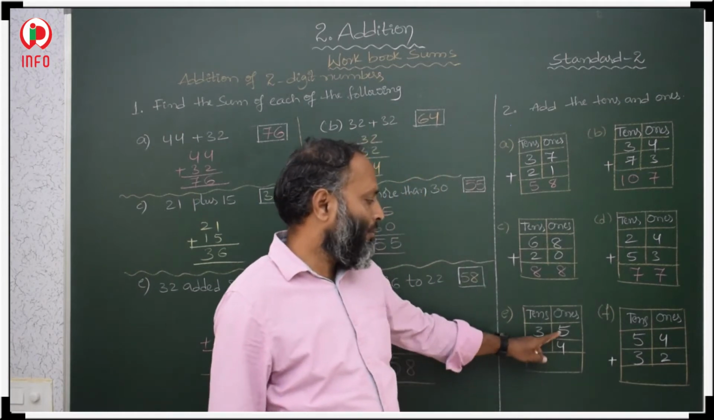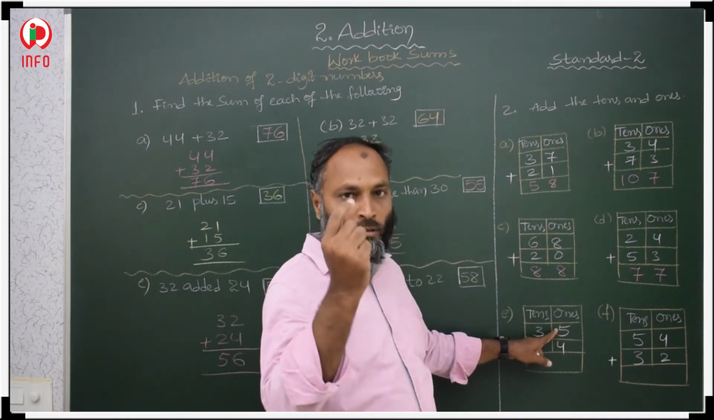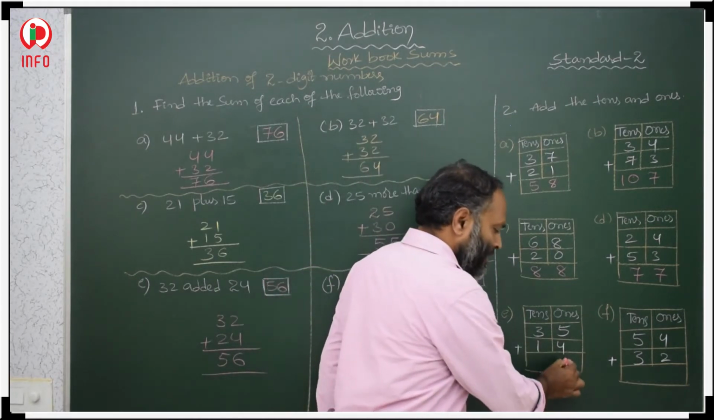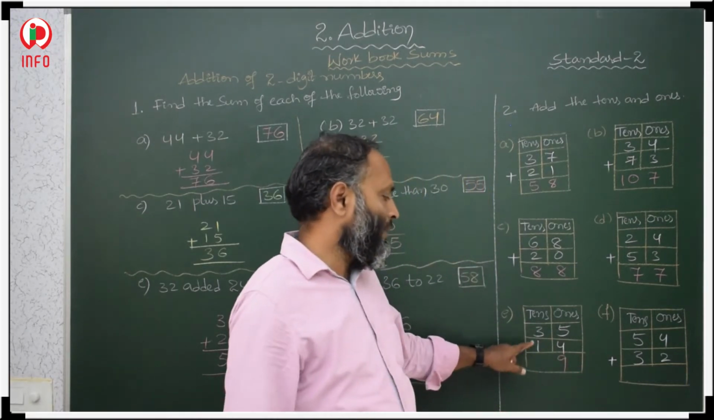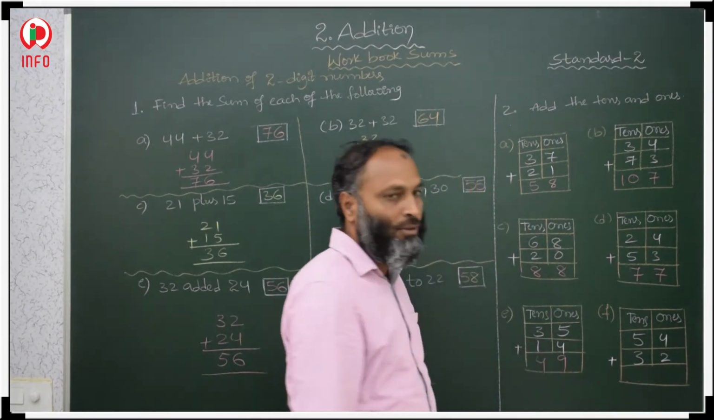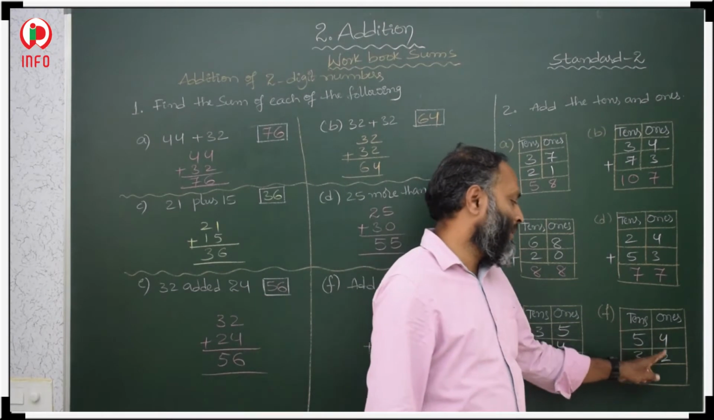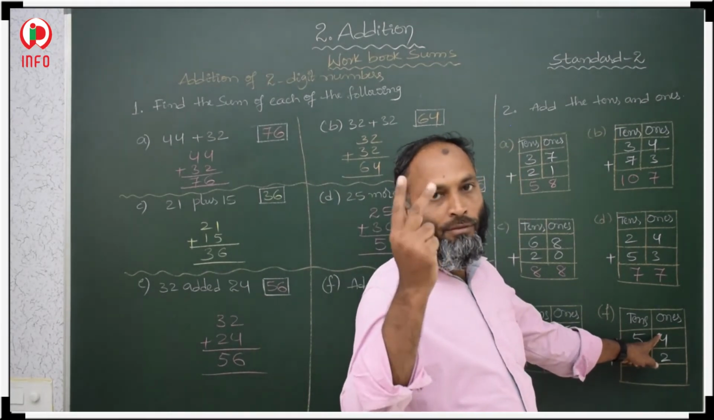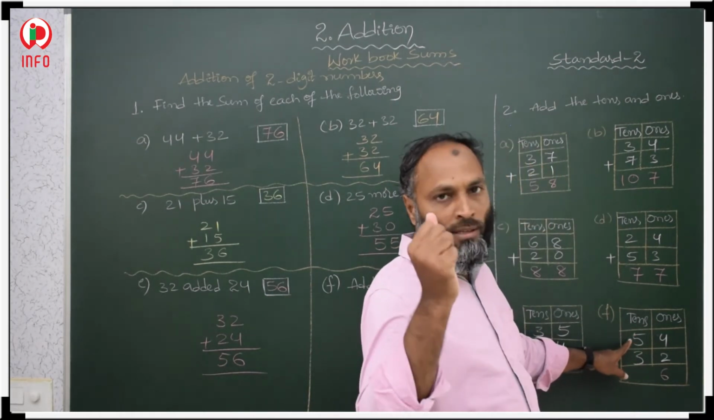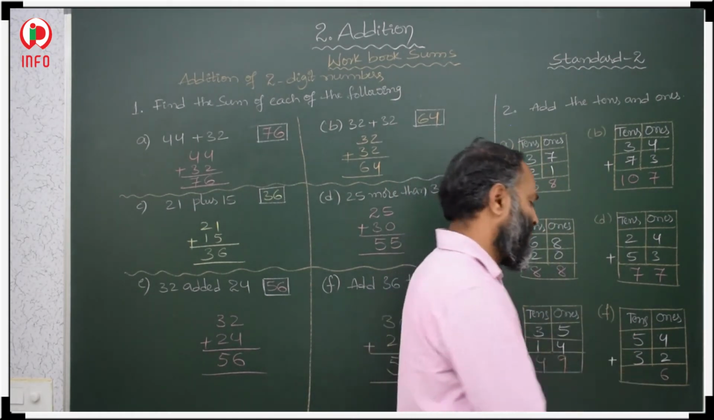Then 5 plus 4: 5, 6, 7, 8, 9. Here, 3 plus 1. So then we will get the successor. 3's successor is 4. 3 plus 1 is 4. Then 4 plus 2: 4, 5, 6. 5 plus 5: 5, 6, 7, 8.